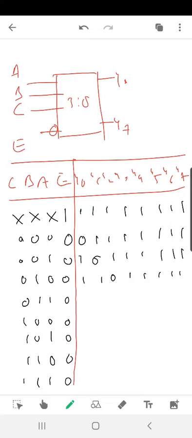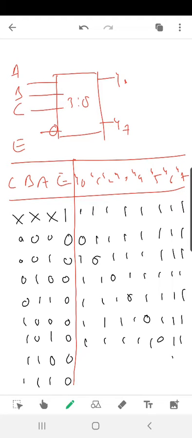011 represents 3, so the output of y3 will be 0 and the remaining will be 1. 100 represents 4, so y4 will be 0 and all others will be 1. 101 represents 5, so the output of y5 will be 0 and all other outputs will be 1.